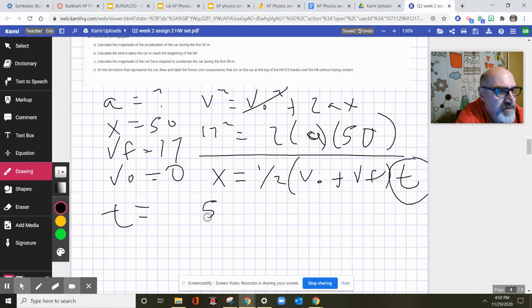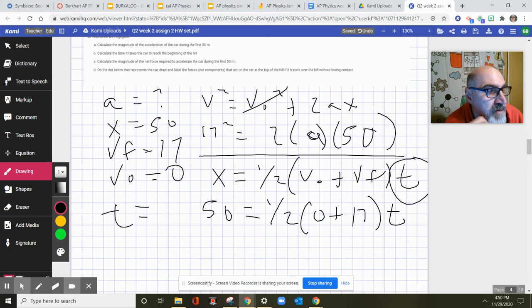So that would be 50. The reason I picked that one is because it doesn't introduce the acceleration. What if I calculated the acceleration wrong? Then I would get this one wrong too. So I'm going to just use the given information. So that's 100 divided by 17.